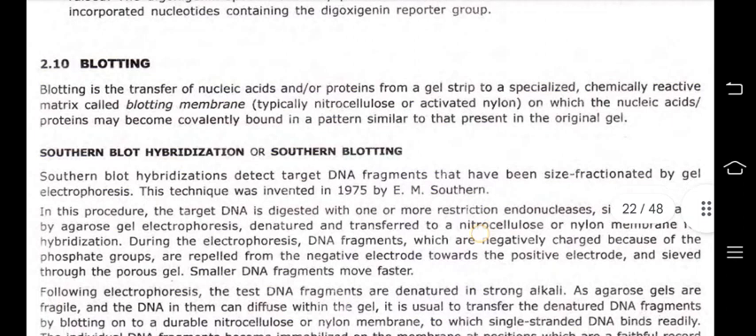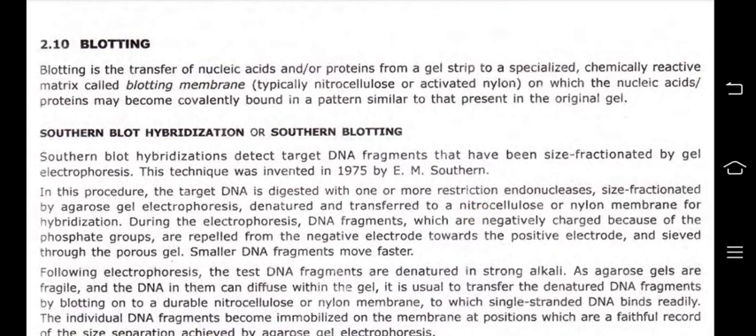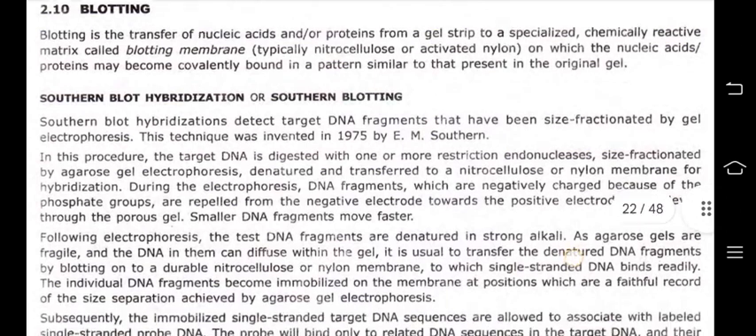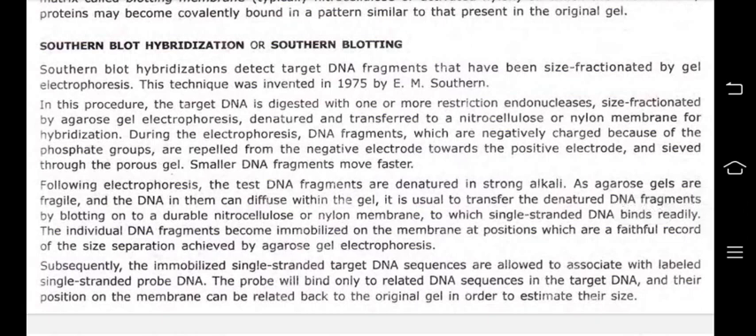Then blotting. Blotting is the transfer of nucleic acids or proteins from a gel strip to a specialized chemically reactive matrix called blotting membrane, typically nitrocellulose or activated nylon, on which the nucleic acids or proteins may become covalently bound in a pattern similar to that present in the original gel. Then Southern blot hybridization, or Southern blotting. Southern blot hybridization detects target DNA fragments that have been size fractionated by gel electrophoresis. This technique was invented in 1975 by E.M. Southern.